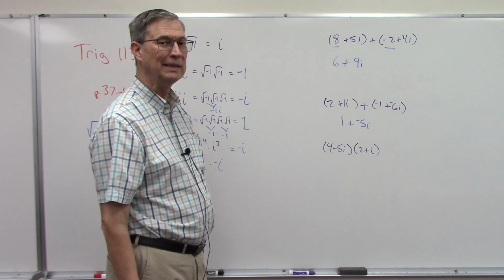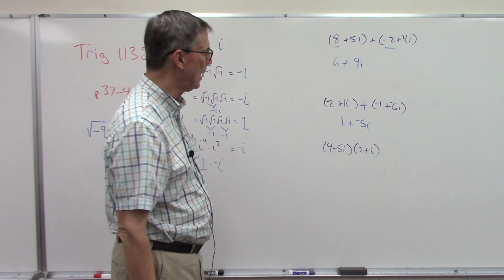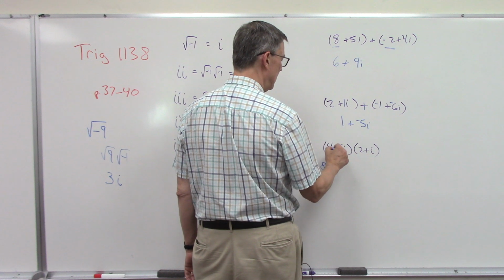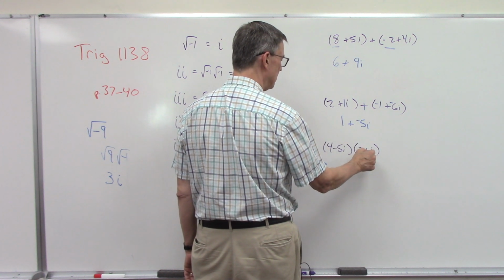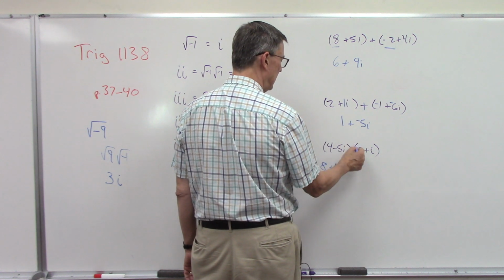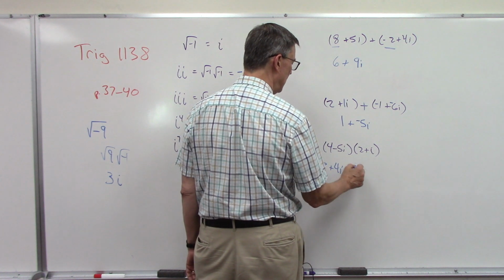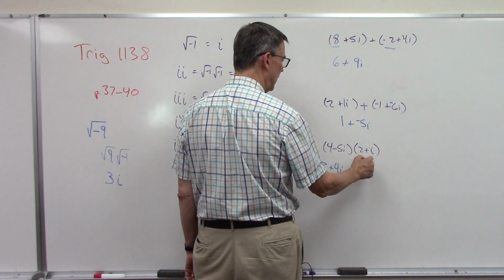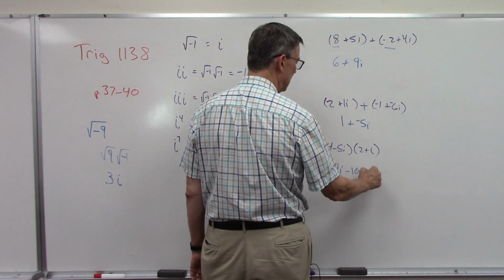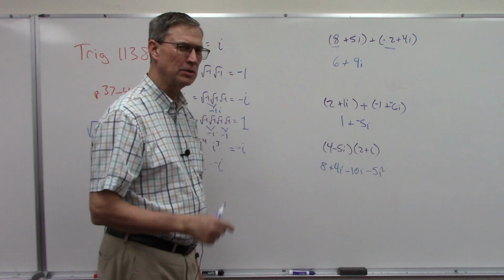Let's talk about if we're multiplying. Do you remember how to do the FOIL method? First, outer, inner, last. So we can do 4 times 2 is 8. The outer is 4 times +1i, so plus 4i. In the middle here, -5i times 2 would be -10i. And then when I do -5i times +i, I would get -5i squared. But what is i squared?